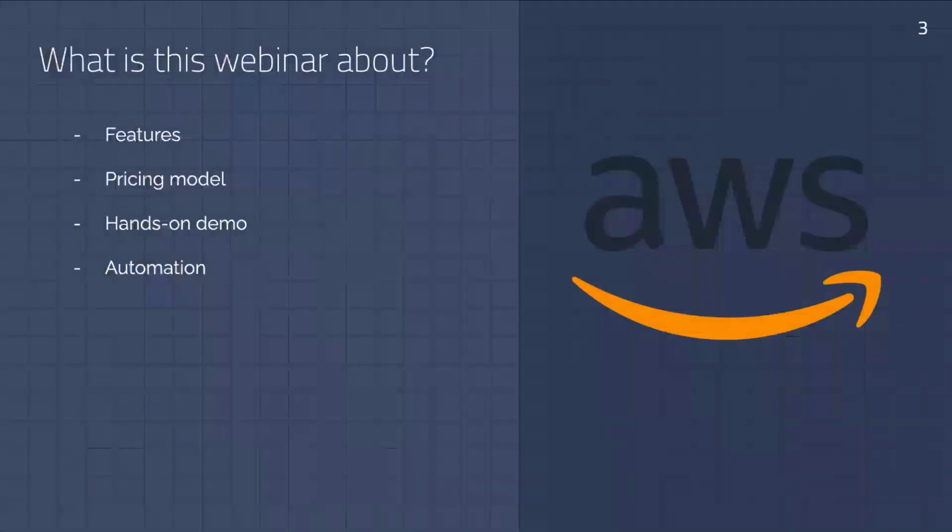Now, what is this session about? In this webinar, we're going to talk about a few things. We're going to talk about the features of AWS Data Brew. We're going to take a look at the pricing model as well, which is a little bit different than, for example, Tableau Prep Builder and Alteryx. We're going to do a quick hands-on demo to actually show you how the product works. We're going to look at some of the automation sides as well to automate the processes that you create.